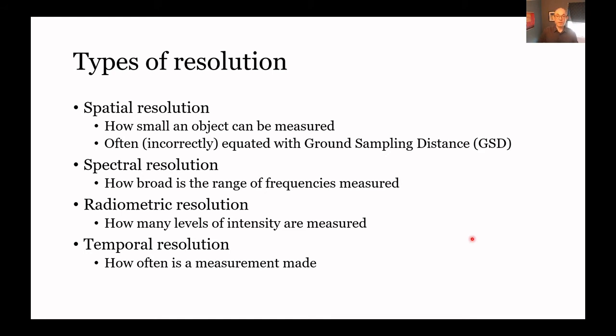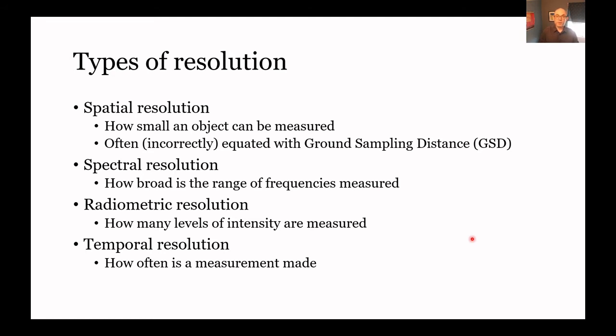Spectral resolution is essentially what colors can we see, and how pure are those colors. So it could be red, green, blue, infrared, different types of infrared. But how pure is that color? We could also be talking about just visible light, a panchromatic image. So we can see the red, the green, the blue, but we don't know which is which. So we have a broad spectrum of light.